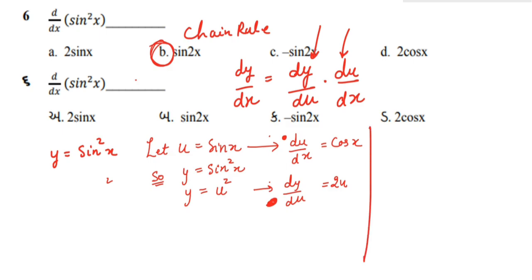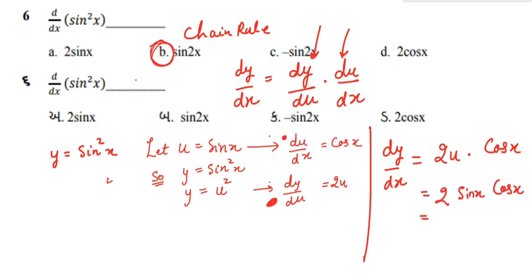So now let us put these values. dy by dx will be equal to dy by du, which is 2u, times du by dx, which is cos x, and in place of u I have assumed sin x, so I will put sin x and cos x. You can see it is making a formula: 2 sin theta cos theta is equal to sine of 2 theta, which means sine of 2x. So this will be your answer. That means option B is your final answer.